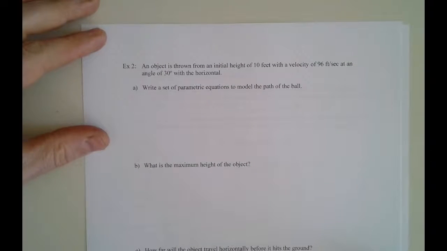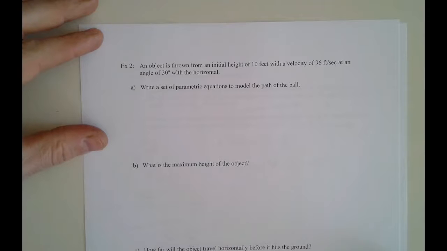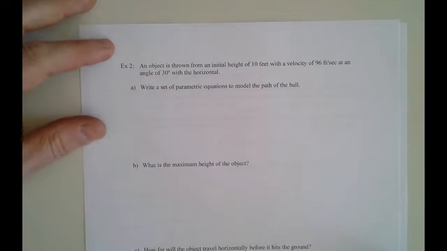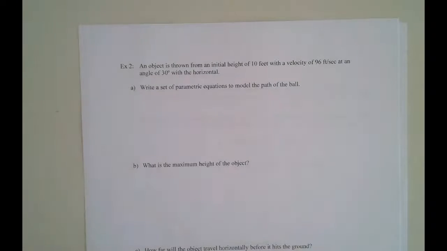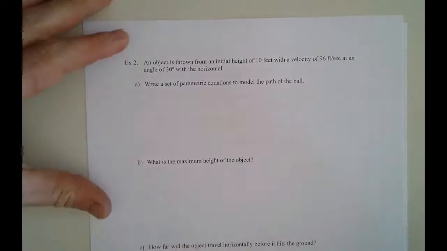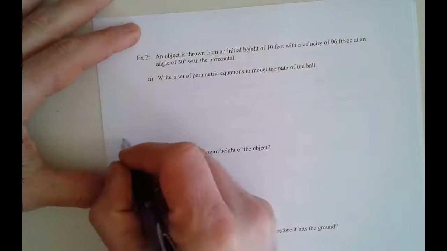Okay. So here we go. An object is thrown from an initial height of 10 feet with a velocity of 96 feet per second at an angle of 30 degrees from the horizontal. Okay, so this is a different type of problem. Not the same type of problem. We're not spinning around a wheel here. So this is totally different. So, let's see what we can do. Okay, so let me model this.